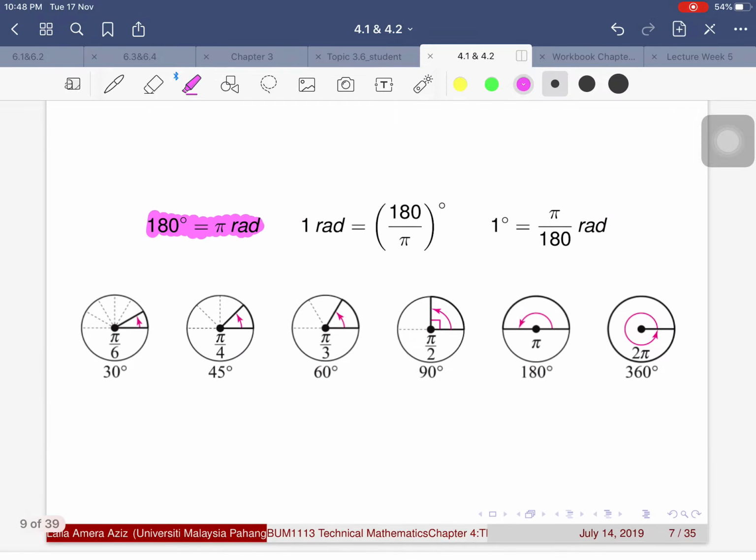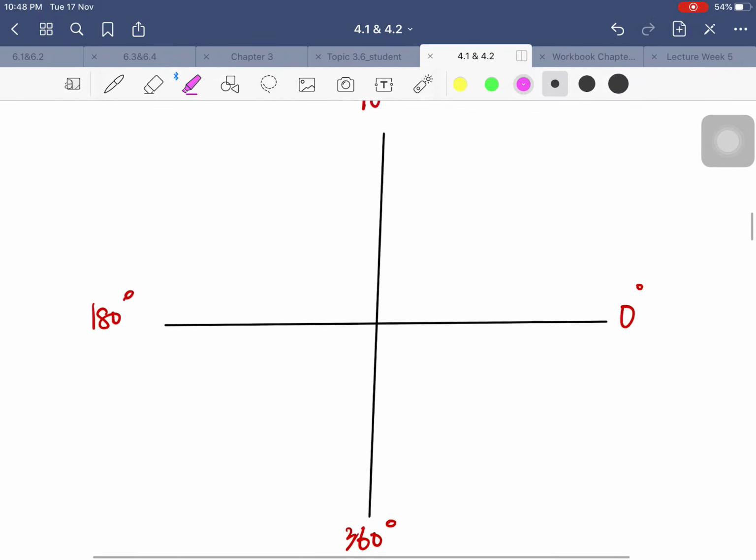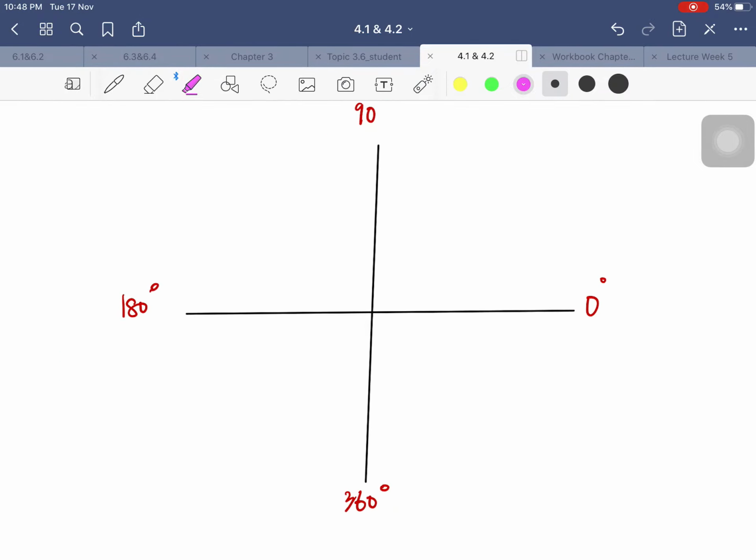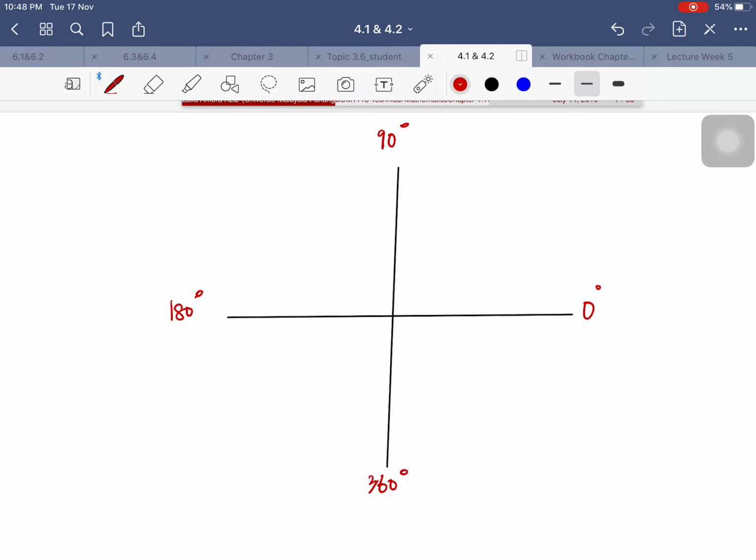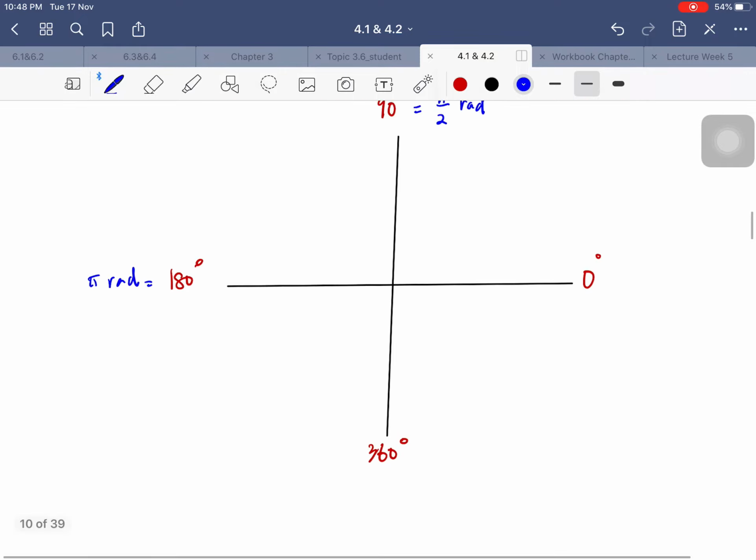Basically, if I have an axis like this, this is my 0 degree, so 0 degrees is equivalent to 0 radian. But in the case of 90 degrees, this is equivalent to pi over 2 radian, because 180 degrees is equivalent to pi radian.